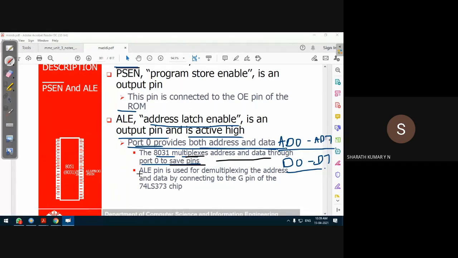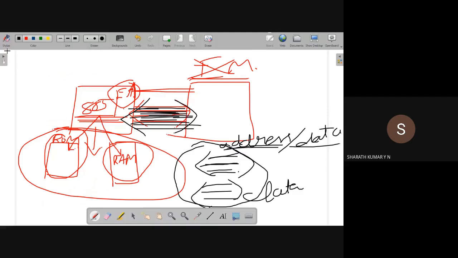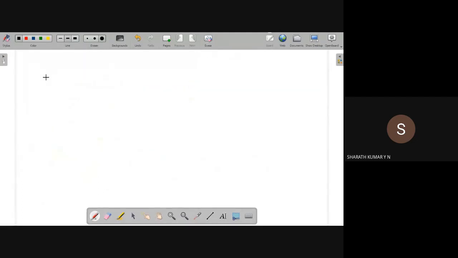This address latch enable pin is used for demultiplexing the address and data by connecting to the G pin of the 74LS373 IC. This is not given in this document. First I'll discuss demultiplexing. I'll take another maximum of 5 minutes, guys, and then I'll wind up.